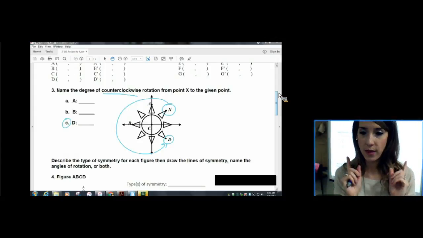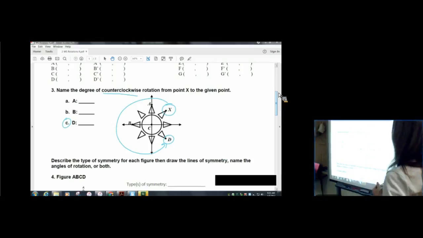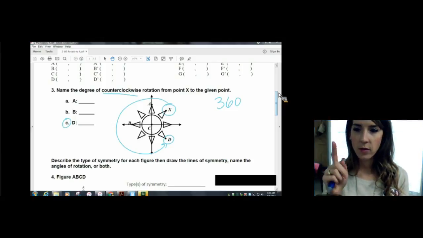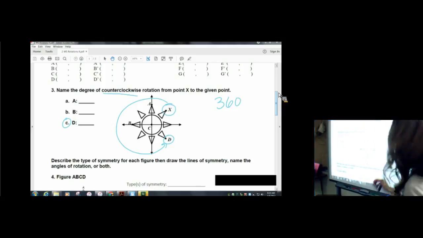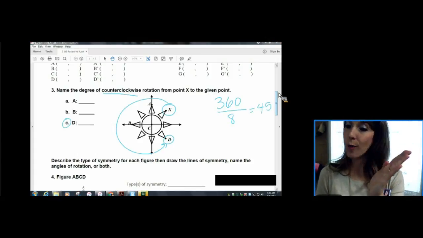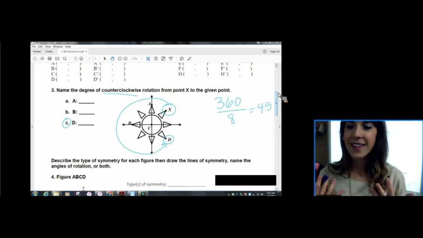We begin with the good old 360. You write 360 down. You decide, how many congruent parts does my figure have? 1, 2, 3, 4, 5, 6, 7, 8. Okay, so it's got 8 congruent parts. We know each time we rotate from congruent part to congruent part, we're rotating 45 degrees.